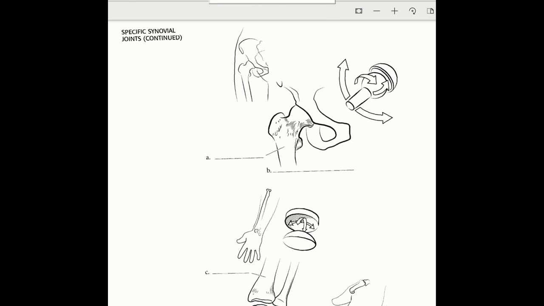Last page here, we have a ball and socket. This is a multi-axial, meaning it moves in multiple planes. Specifically, our femur, even though it's not labeled, is fitting up into the acetabulum of the pelvis.